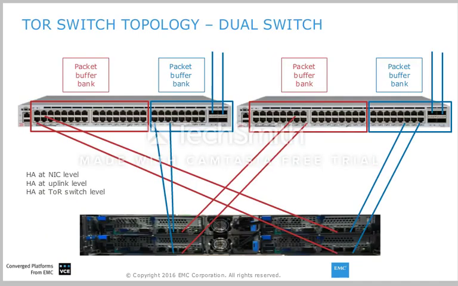In dual top-of-rack switch deployment, high availability is provided at the ESXi node level, the top-of-rack switch uplink level, and the top-of-rack switch level. This is the recommended top-of-rack switch topology deployment for high availability. The switches and network environment need to be understood and kept up to date. If a new VLAN is added to VXRail, it must also be added to the switch. This will be discussed later in this course.